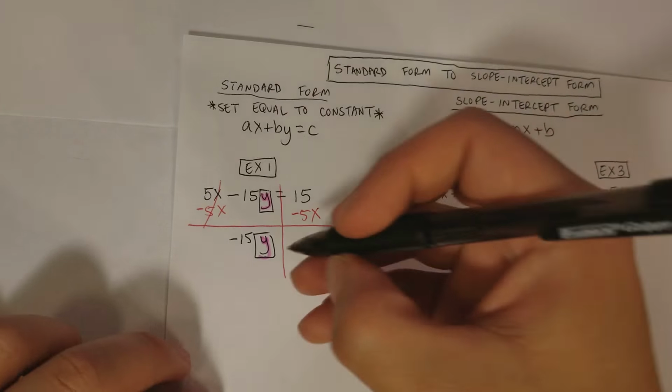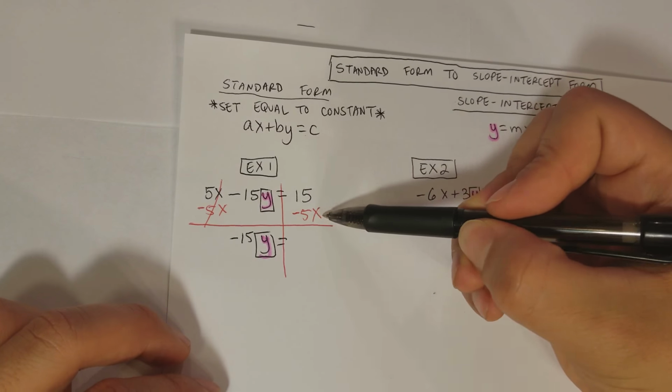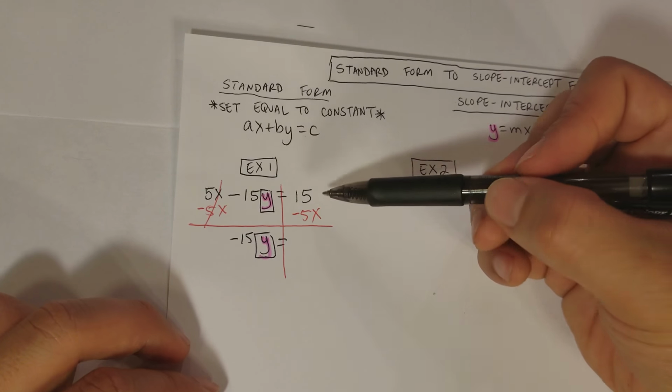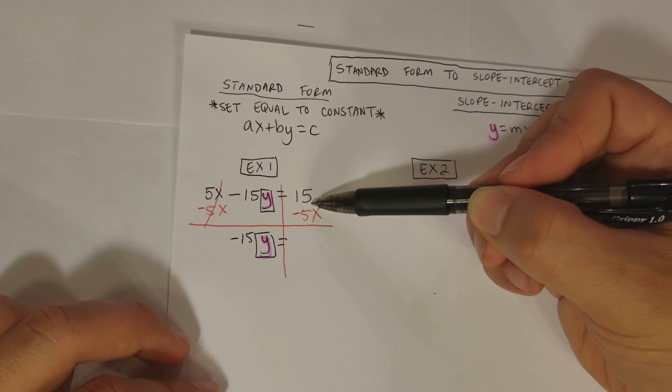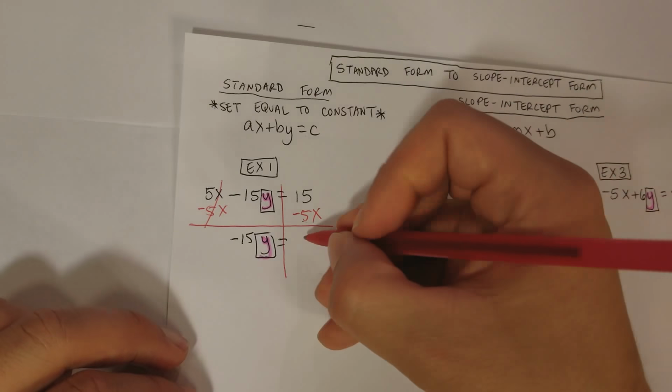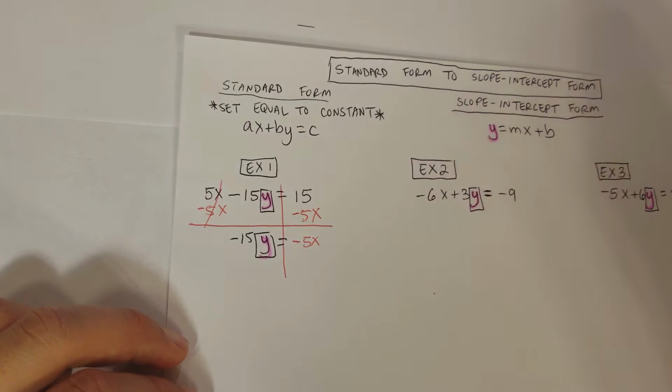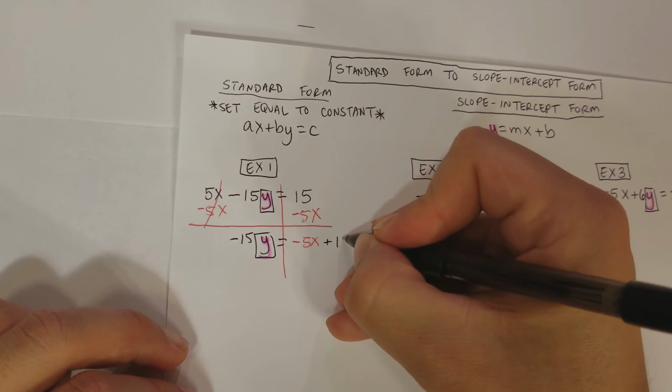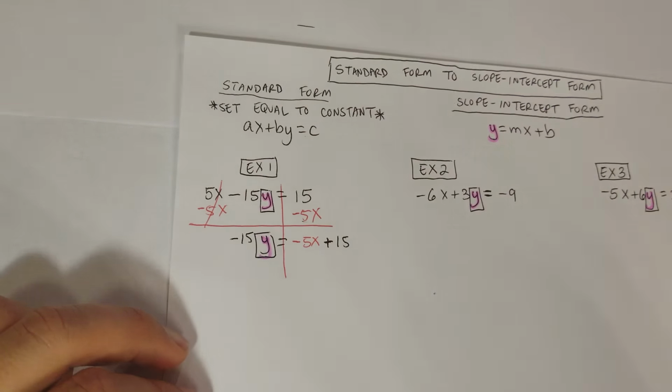Here's where people get messed up. The negative 5x and the 15 are not like terms. We cannot combine these two together because this one has an x and this one doesn't. So since we can't combine them, we don't. We just write it out. So this is going to be negative 5x plus 15. We cannot combine them, therefore we don't.